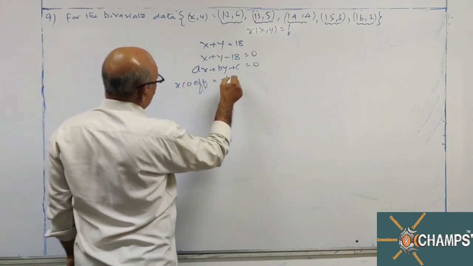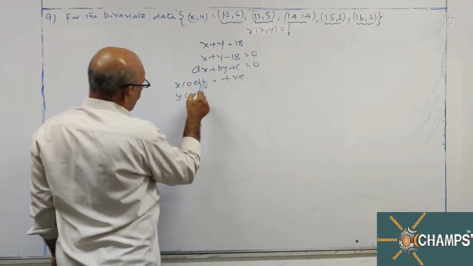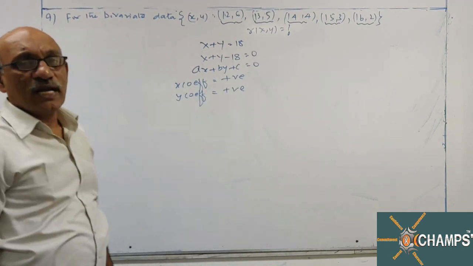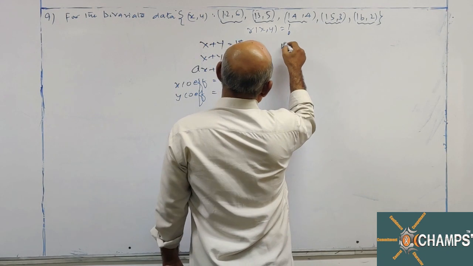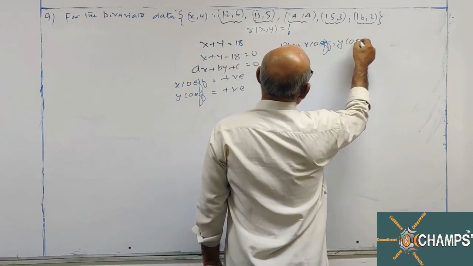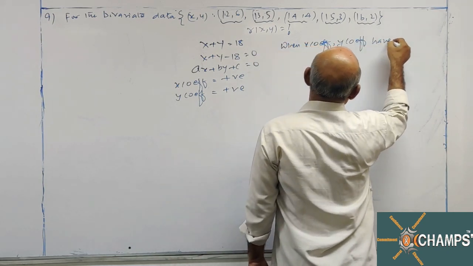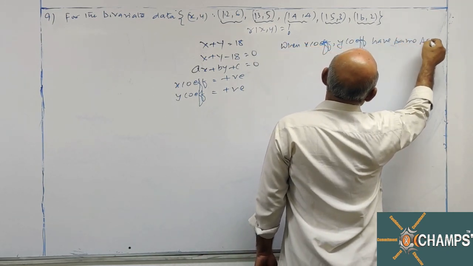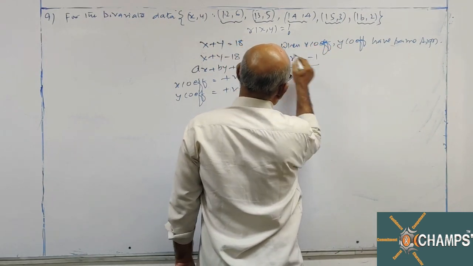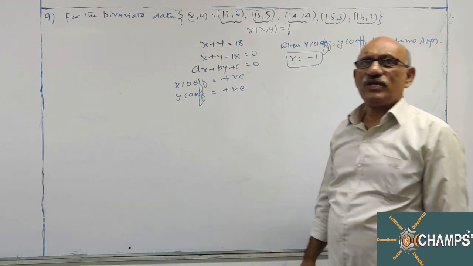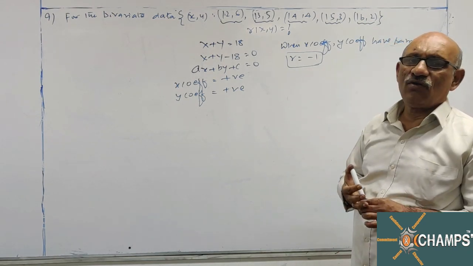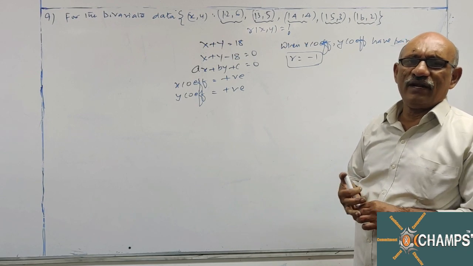X coefficient is positive, y coefficient is positive, means both are having same sign. When x coefficient, y coefficient have same sign, r is -1. This is another way of solving the question. Any way you can solve, that doesn't make any difference.